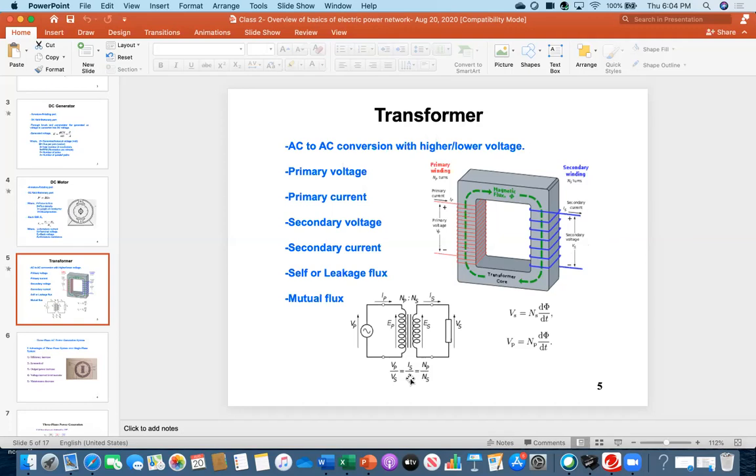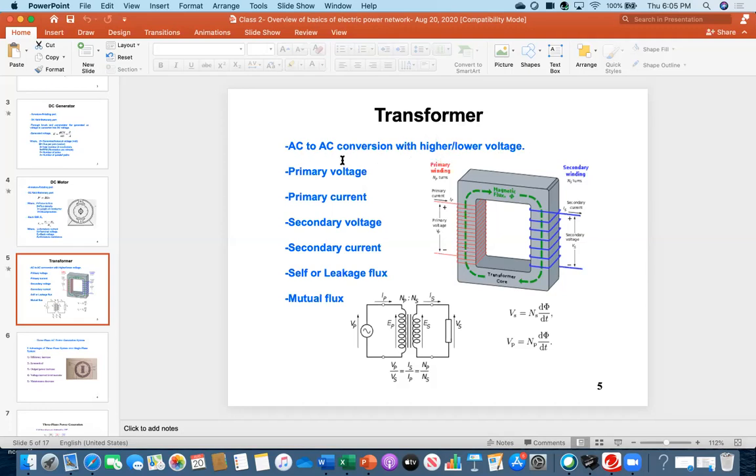Therefore, look at the relationship and cross multiply, so you will get the answer. Vp Ip, this means primary side power equals secondary side power. So therefore your energy is not changed. Energy is the same, but you can change the voltage level, which is important and which is needed. So that's why you see, I have written that transformer means AC to AC conversion with higher or lower voltage.